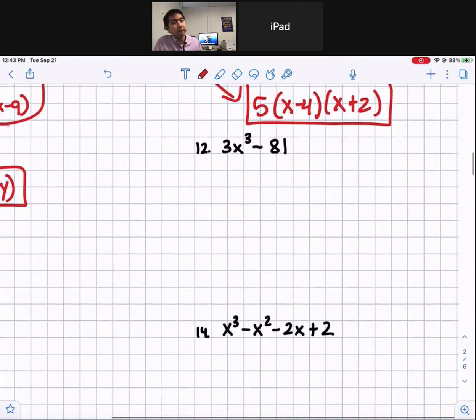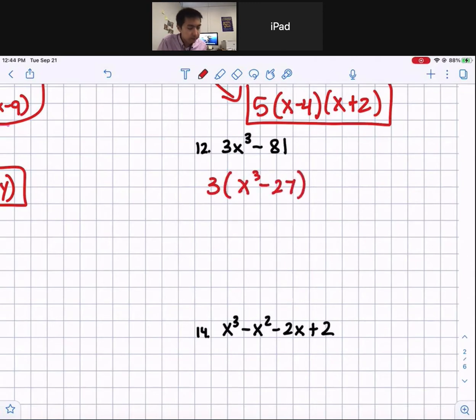Number 12. You guys can factor out a 3 from both. x to the third. 81 divided by 3 is minus 27. We have two terms, which means we could do a sum and difference of cubes, because both of these are cube rootable, meaning there is a number times itself 3 times that gives us that. x times x times x is x to the third, so your A is x. 3 times 3 times 3 is 27. So your B is 27. Or sorry, 3.